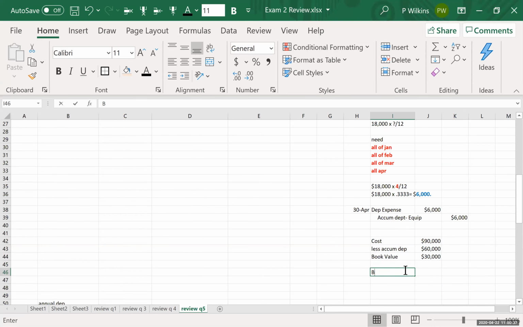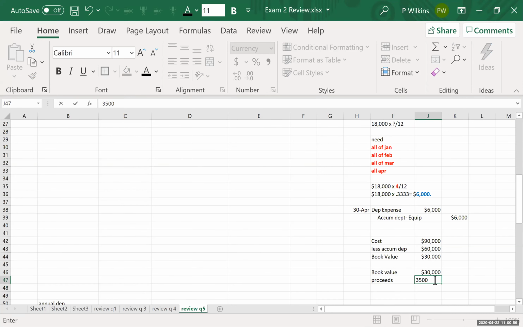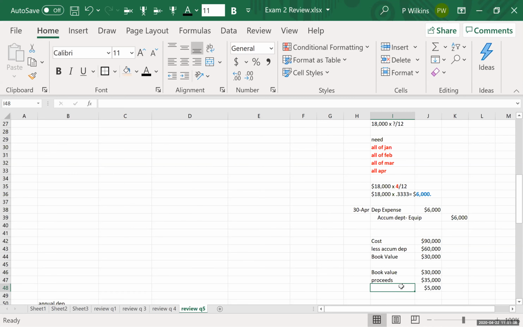We take our book value of $30,000, and then we subtract out the proceeds. What were the proceeds? They sold it for $35,000. So the rule tells us that if the proceeds or the cash that we get is more than the book value, we have a gain. So in this case, we have a gain of $5,000. Okay.